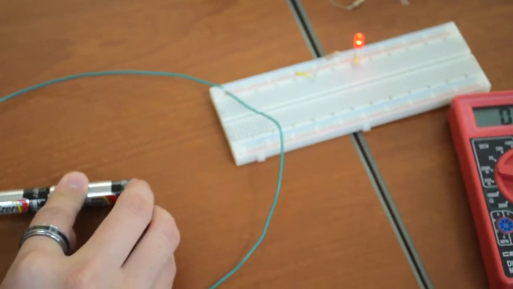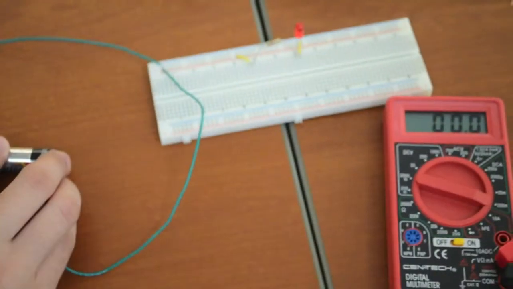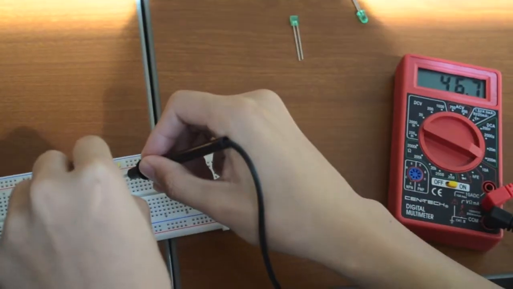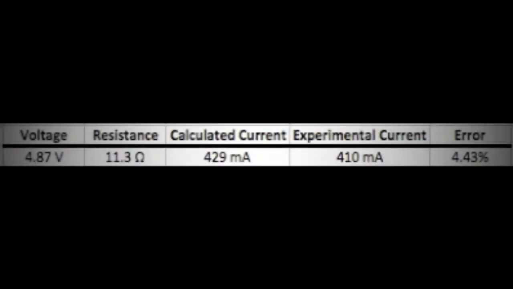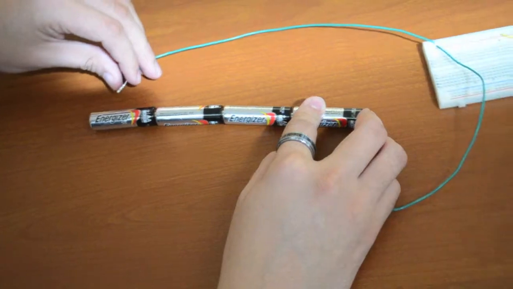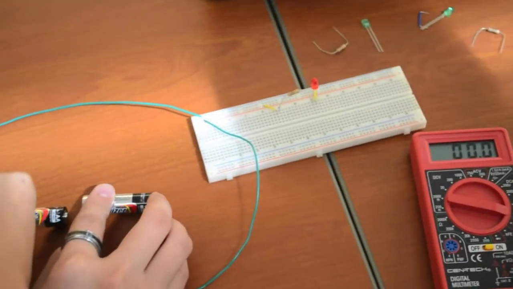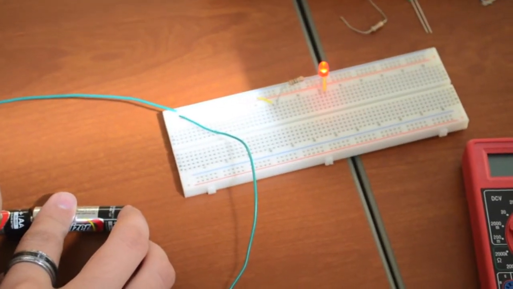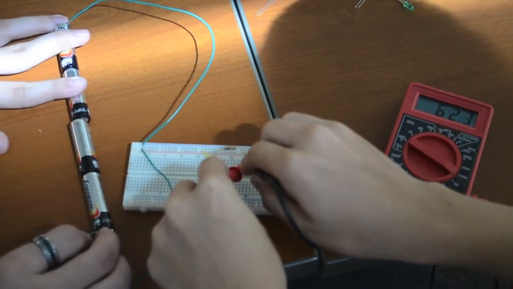For a voltage of 4.87, we calculated a value of 429 milliamps using Ohm's law. Our experimental value using the same voltage and resistance was 410 milliamps, giving us an experimental error of 4.43%. For a voltage of 6.51 volts, we calculated a value of 573 milliamps using Ohm's law. Our experimental value using the same voltage and resistance was 533 milliamps, giving us an experimental error of 6.98%.